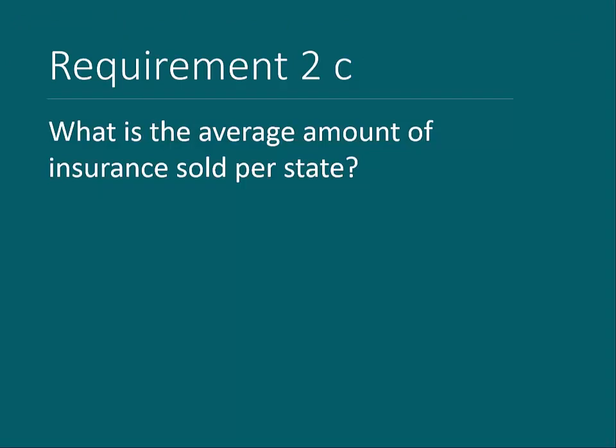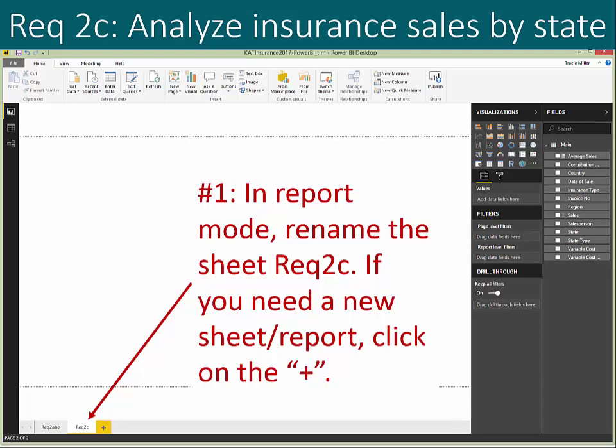Requirement 2C. What is the average amount of insurance sold per state? In the Report mode, rename the sheet Requirement 2C. If you need a new sheet or report, click on the plus sign and click Rename.